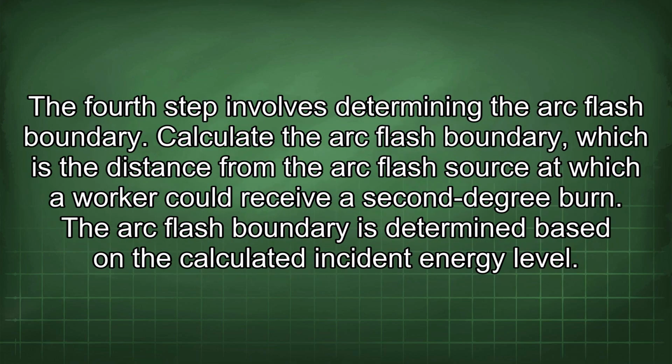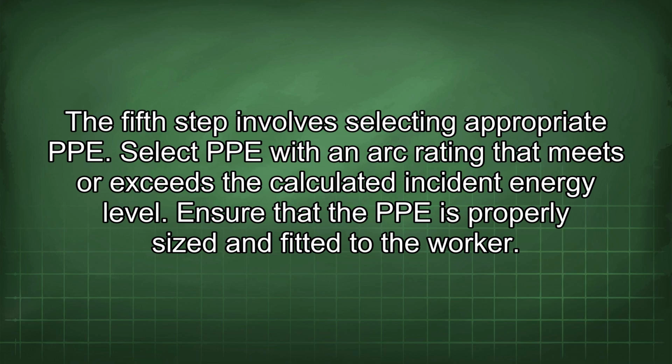The fourth step involves determining the arc flash boundary. Calculate the arc flash boundary, which is the distance from the arc flash source at which a worker could receive a second-degree burn. The arc flash boundary is determined based on the calculated incident energy level. The fifth step involves selecting appropriate PPE. Select PPE with an arc rating that meets or exceeds the calculated incident energy level. Ensure that the PPE is properly sized and fitted to the worker.